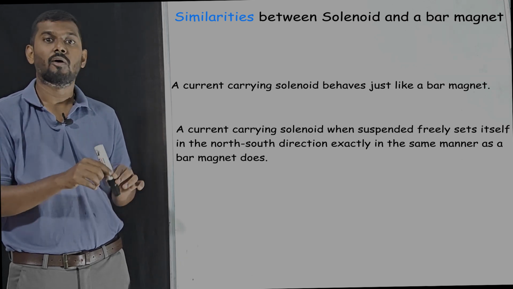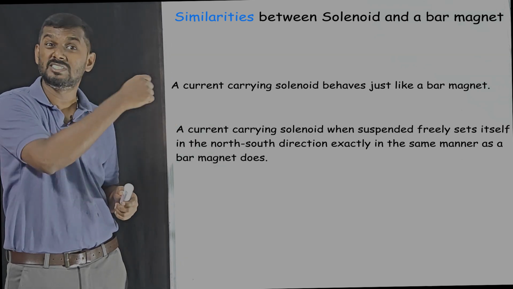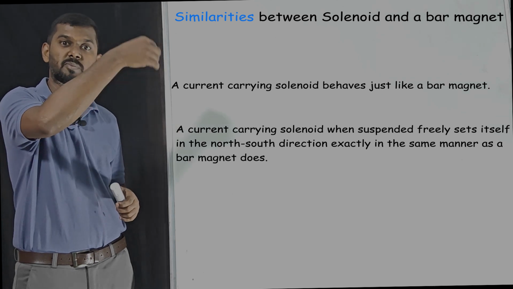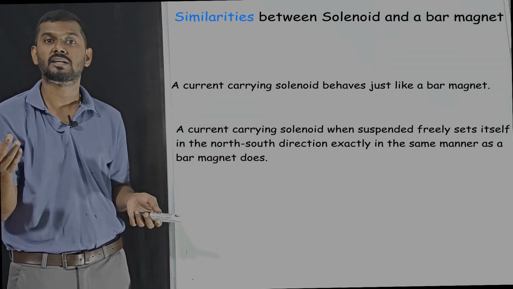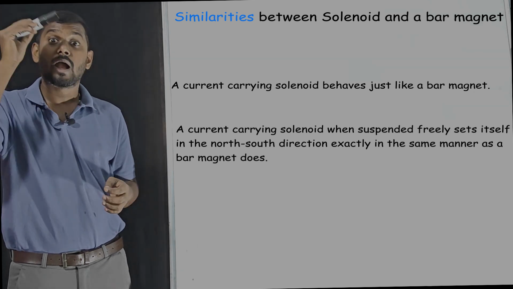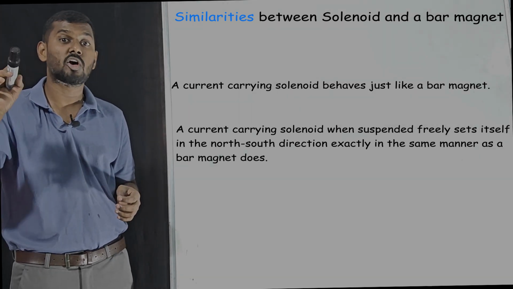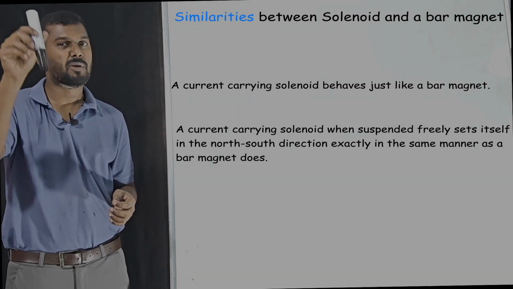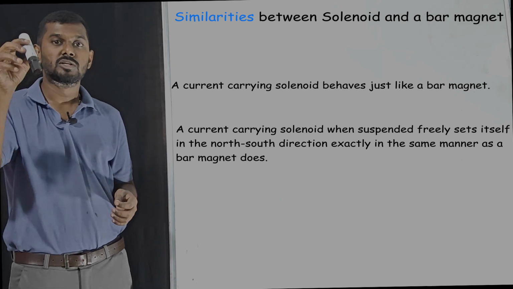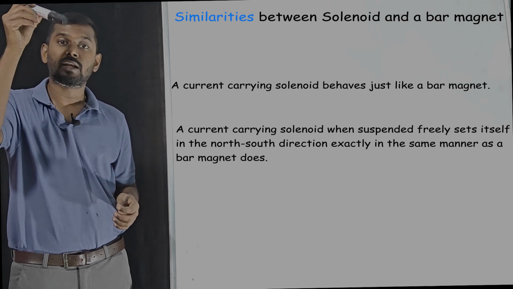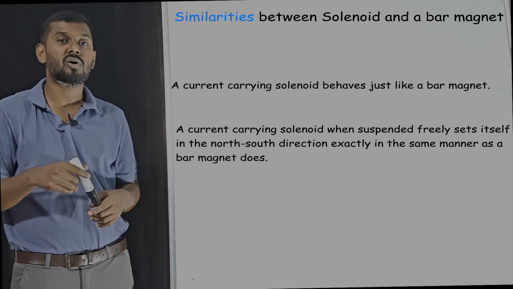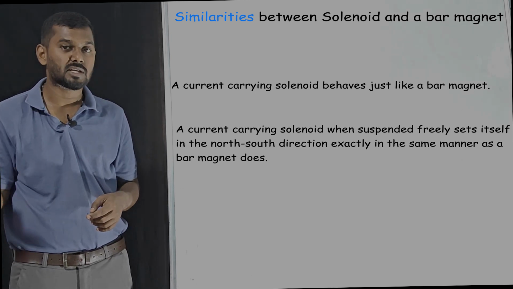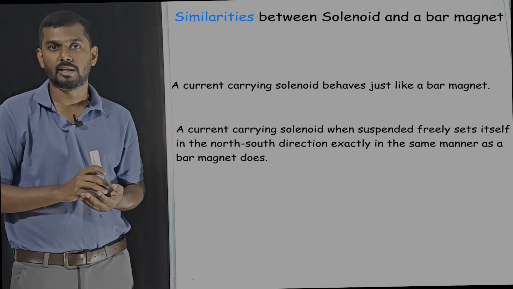In the same way, if you suspend a solenoid, it is just a conductor, it can rest in any direction. But when you suspend a current carrying solenoid, we know it behaves as a bar magnet. So if you suspend a bar magnet, it always rests in north-south direction. In the same way, a current carrying solenoid also rests in north-south direction whenever it is suspended freely.